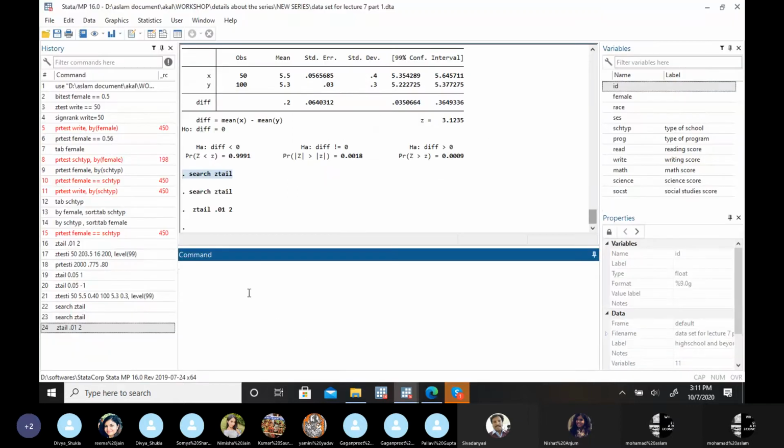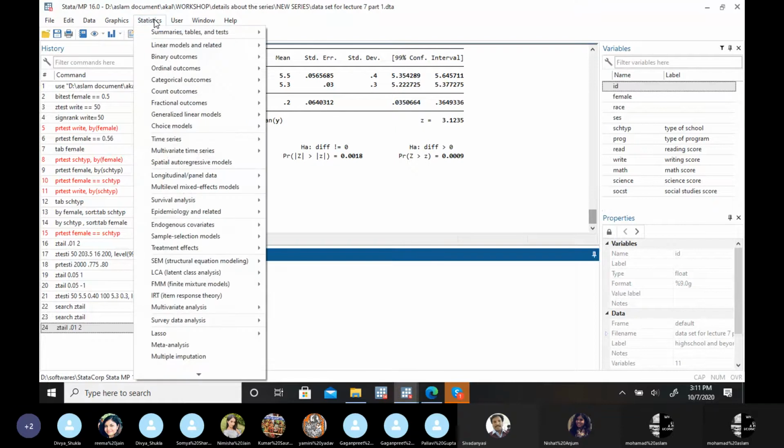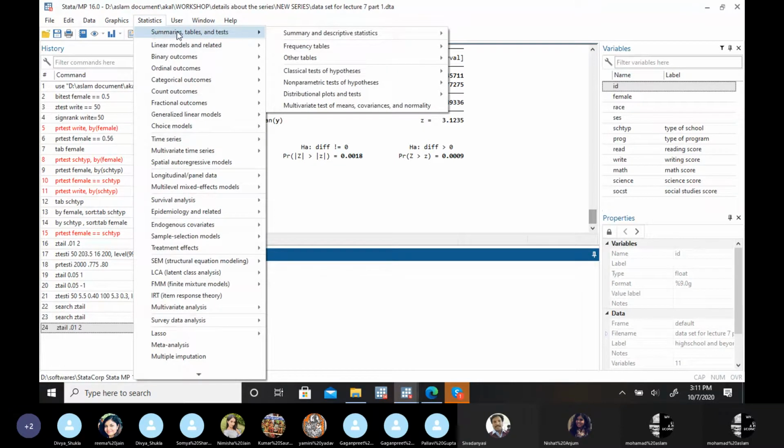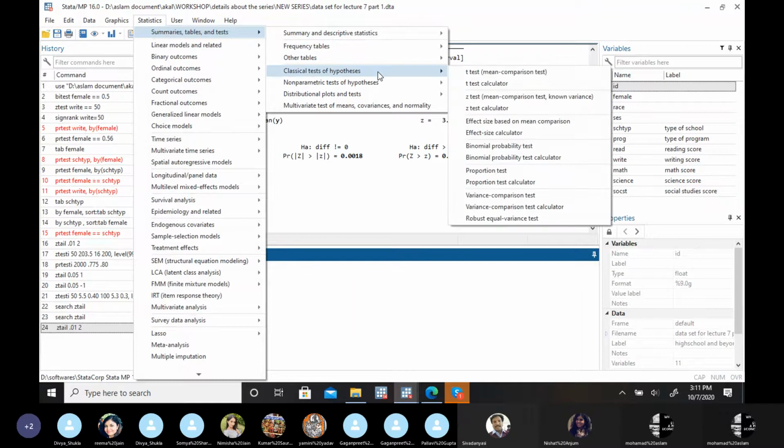To do that, you have to go to statistics, summaries, tables, classical test of hypothesis. Within classical test of hypothesis, there is an option Z-test calculator.